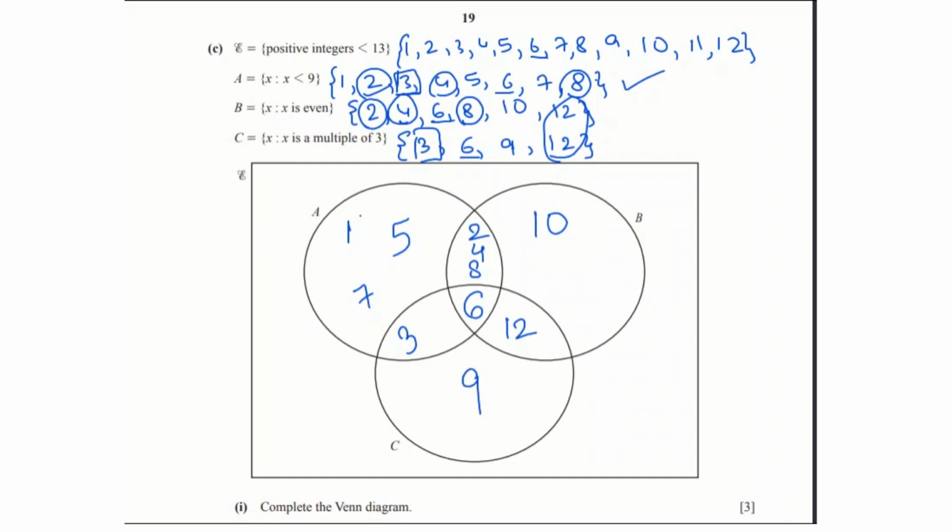Now among all this, is there any number that has not gone anywhere? 1 is gone, 2, 3, 4, 5, 6, 7, 8, 9, 10, 11. 11 is not in A, B or C. So 11 goes outside. This is for 3 marks.